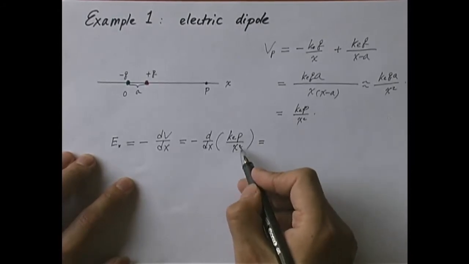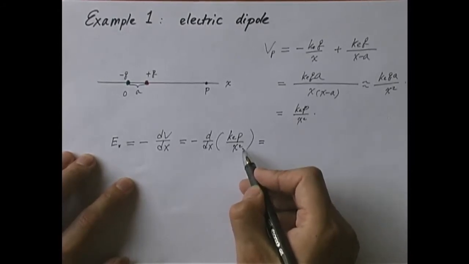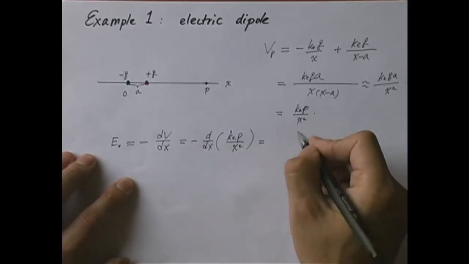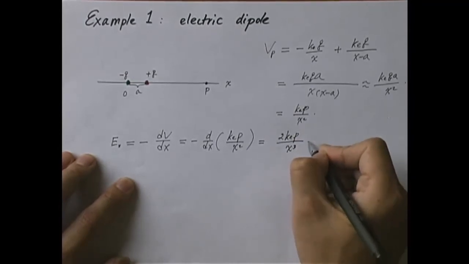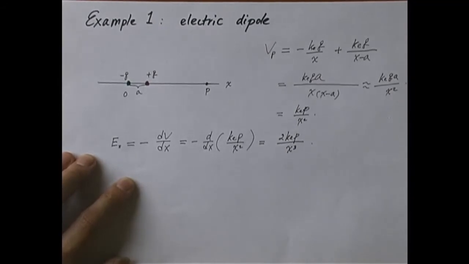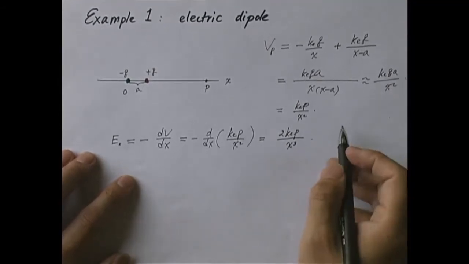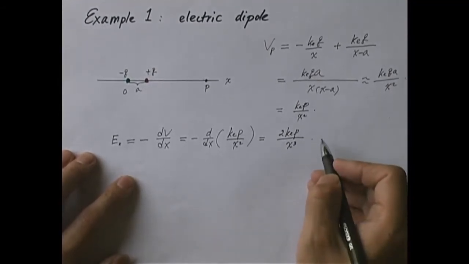One can easily finish this derivative. The derivative of x to the power negative 2, when you take the derivative, you get negative 2 times x to the power negative 3. The negative sign cancels. You get positive 2kp, there's a 2 here, x to the power negative 3. And this, check your notes for chapter 23. It agrees with what we got before.